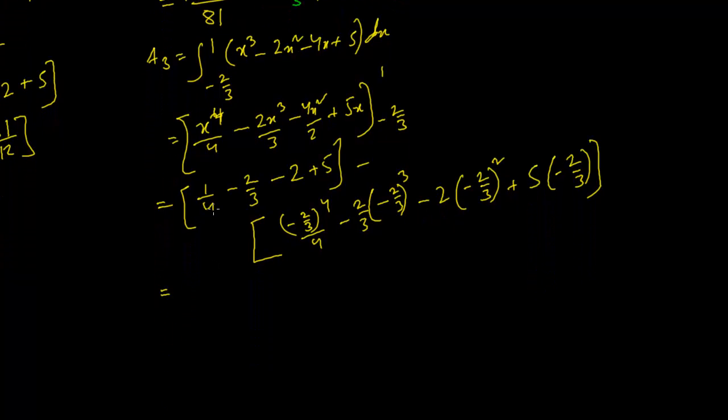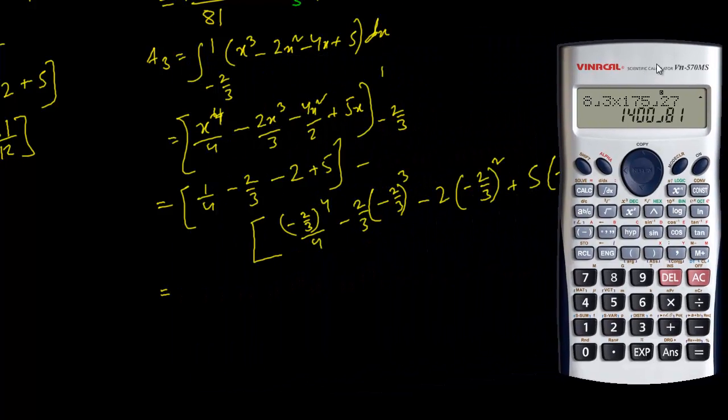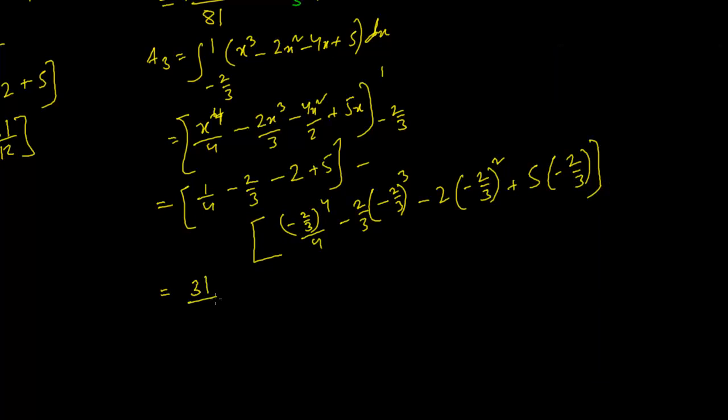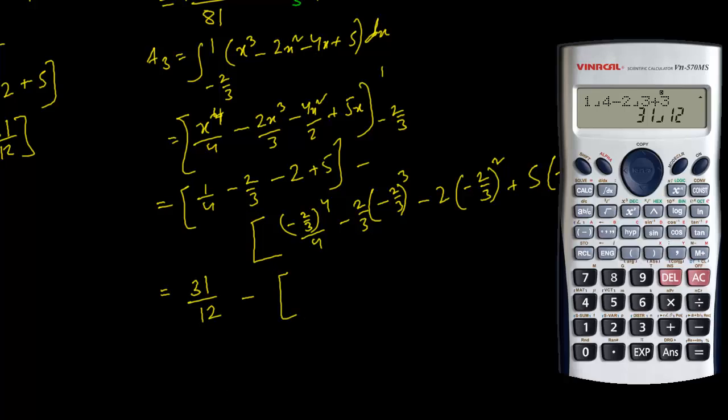sum correct. Okay, so the first thing that we have is 1 by 4 minus 2 by 3, and 5 minus 2 is 3, so plus 3. So this one is going to be 31 by 12 minus, so this one is going to be very tricky.